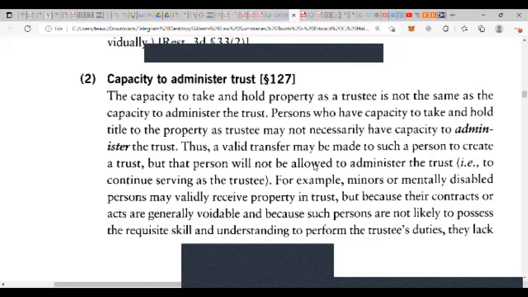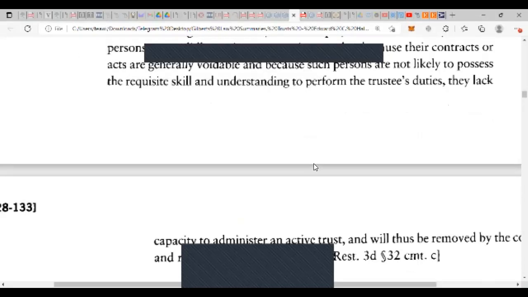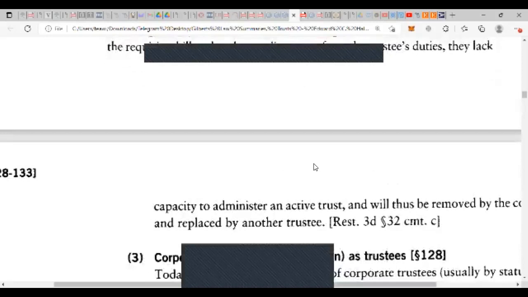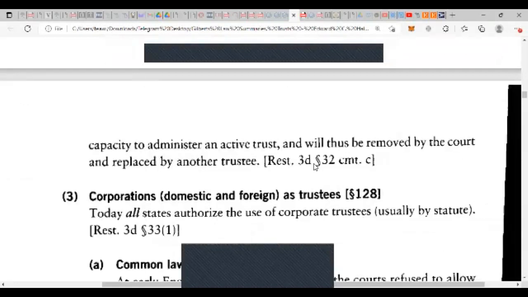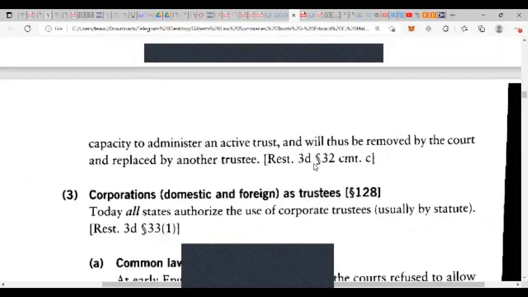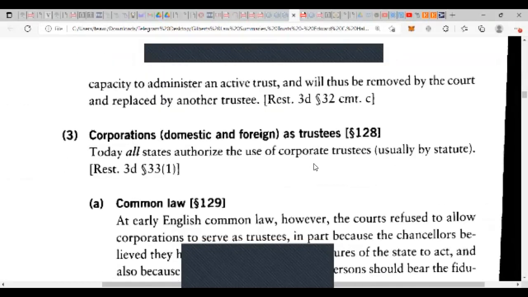For example, minors or mentally disabled persons may validly receive property in trust, but because their contracts or acts are generally voidable, and because such persons are not likely to possess the requisite skill and understanding to perform the trustee's duties, they lack capacity to administer a trust and will thus be removed by the court and replaced by another trustee. Restatement Third, section 32, comment C.